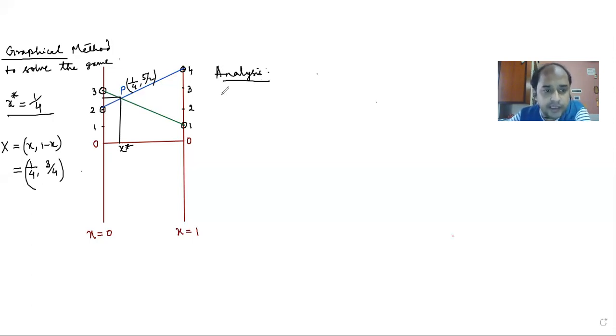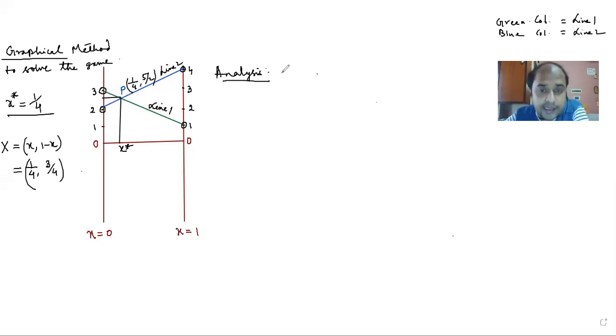Carefully observe that. For clarity, let us write these names. This is your line 1 and this is your line 2. The green color is your line 1. The blue color is your line 2.